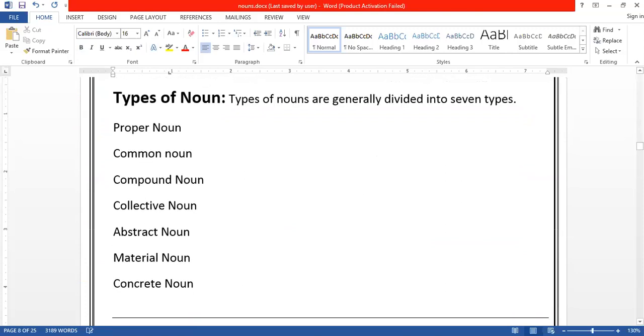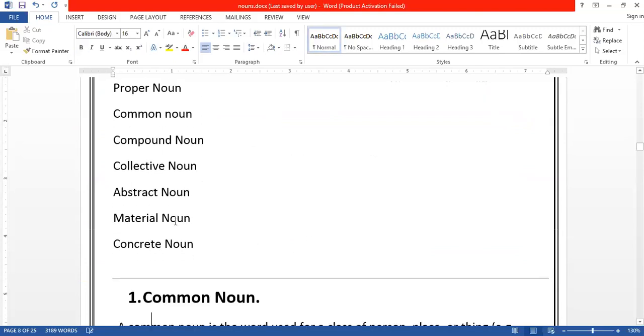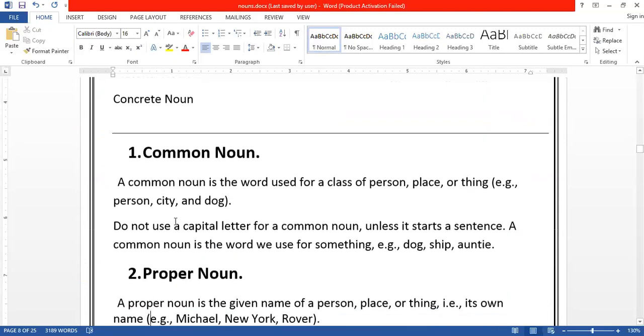So let's talk about types of nouns today. These are the different types of nouns. Generally we have got seven different types of nouns. They are proper noun, common noun, compound noun, collective noun, abstract noun, material noun, and concrete noun. So in today's lecture, we will cover them one by one. Let's move towards the first one, that is common noun.